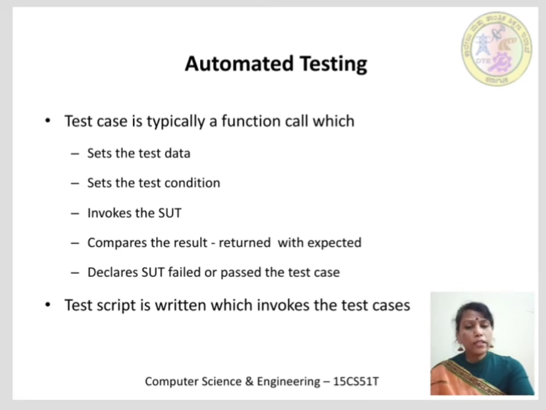With automated testing, a test case is typically a function call or a method invocation, which does all the activities of a test case. It sets the test data and the test conditions, invokes the SUT as per the test case, compares the results returned with expected results, and declares to the tester whether the SUT failed or passed.